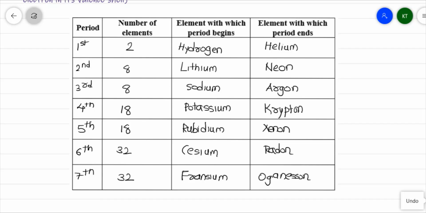So you observe that from the first period till the seventh period, every period starts with 1 electron in the valence shell and ends with 8 electrons in the valence shell, except the first period, where I have helium, which has 2 electrons in its valence shell.